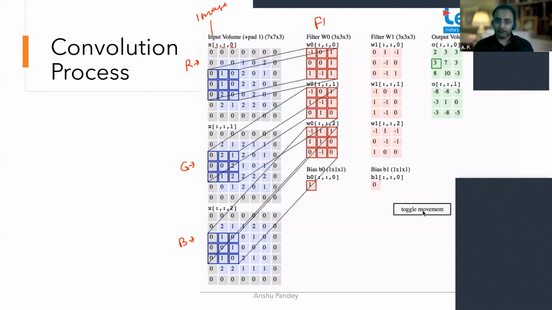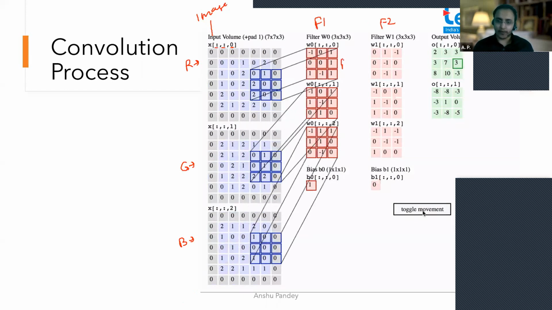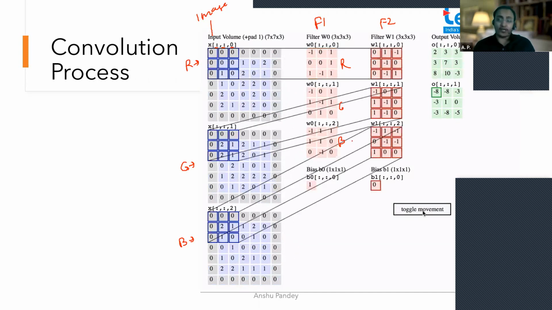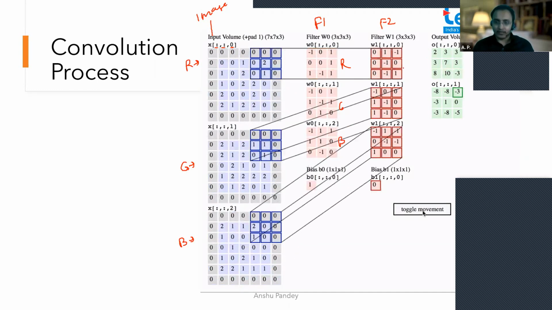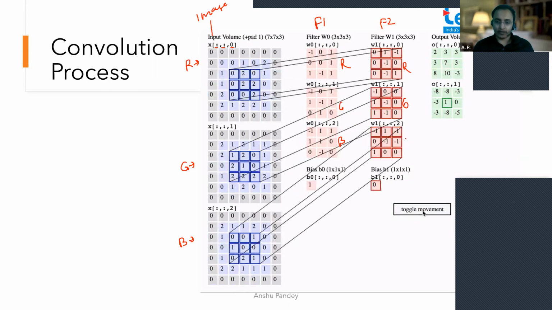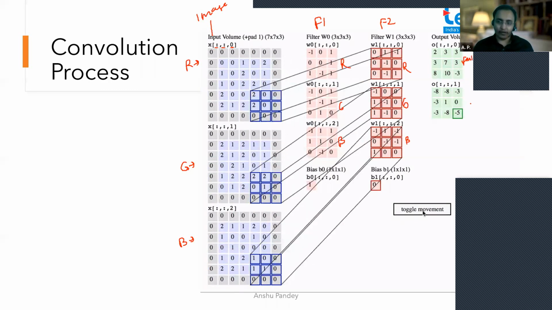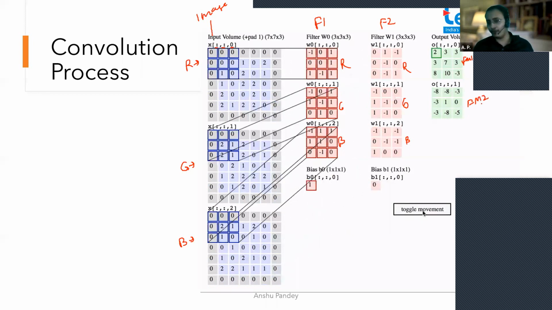This is our filter F1, this is our filter F2. This is the red part of the filter, green part of the filter, blue part of the filter. The example that we have seen was on grayscale; this is an example of color. And this is the feature map 1 for the F1 filter. This is the feature map 2 for the F2 filter.